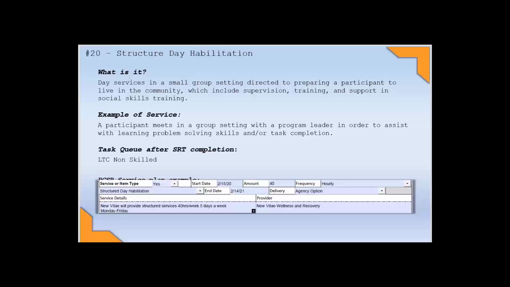Moving on to number 20, structured day. So these are day services in a small group setting directed to preparing a participant to live in the community. An example, a participant meets in a group setting with a program leader in order to assist with learning problem solving and or task completion.